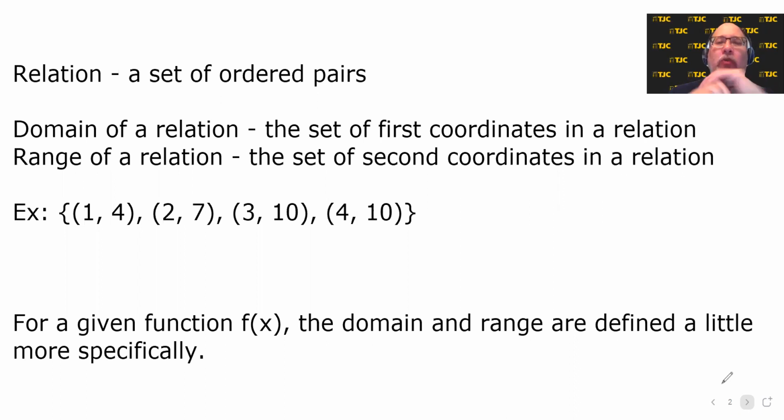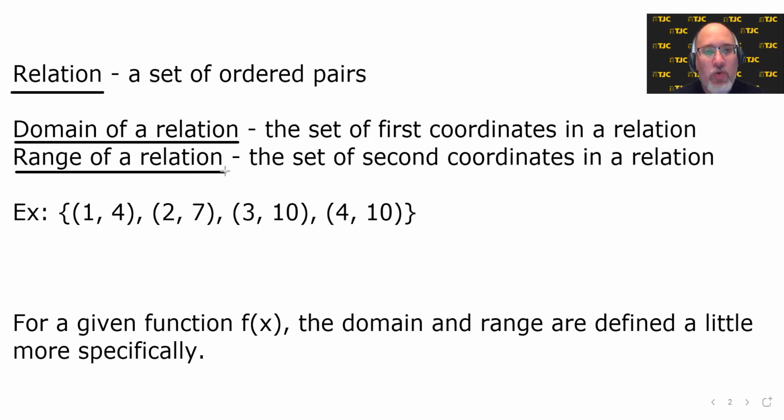In order to define a domain, we first had to define a relation, and a relation was a set of ordered pairs. And within that relation, the domain was the set of first coordinates in a relation, and the range was the set of second coordinates in a relation.